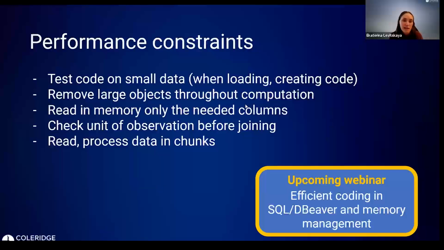But we also wanted to highlight that we will have a webinar about efficient coding in SQL and DBeaver and memory management. SQL makes it really easy to implement large computing operations, even when Python and R can sometimes fail. So stay tuned for that webinar as well.